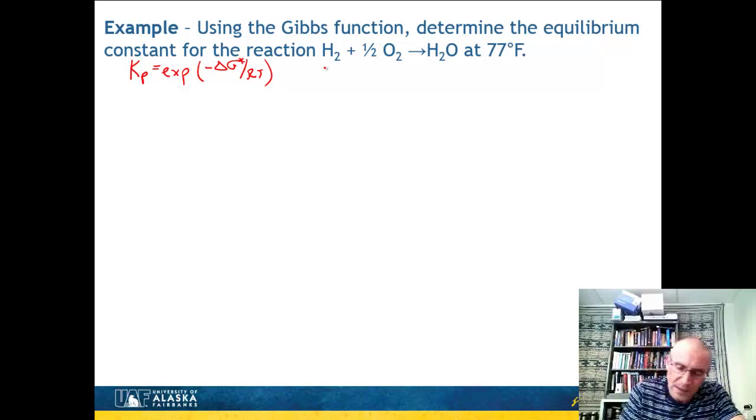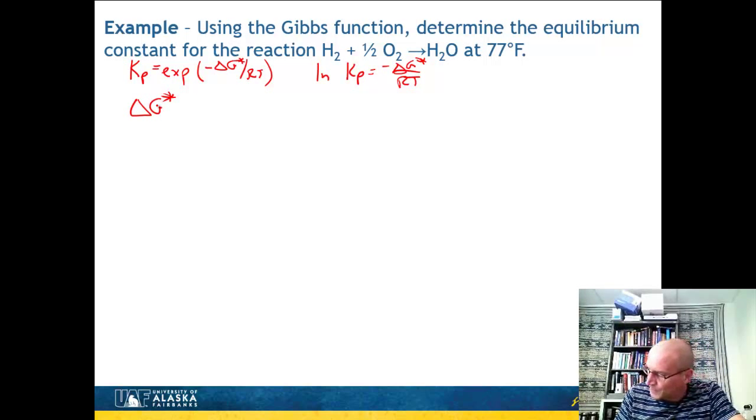Okay, so that means I can go ahead and determine the log of Kp, and the log of Kp is going to be equal to minus delta G over RT. Okay? All right, so big G star. And so that's how I'm going to go ahead and determine what my equilibrium coefficient is. And so here's big delta G star.